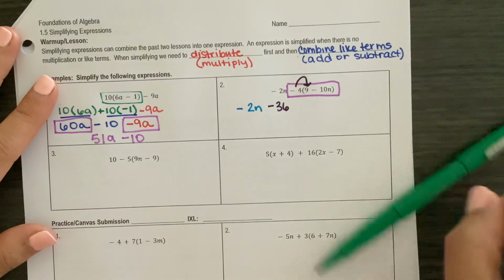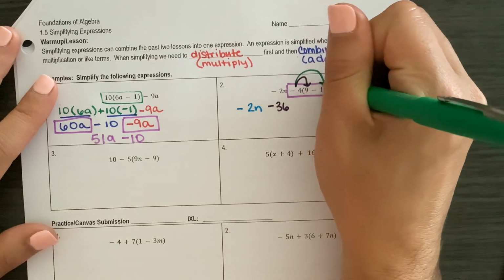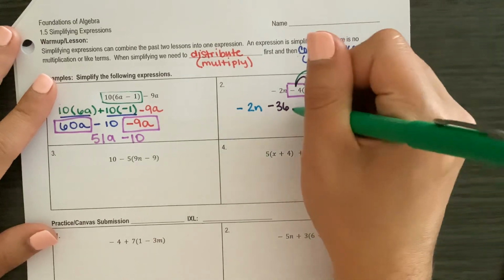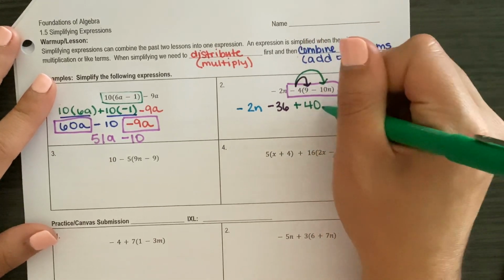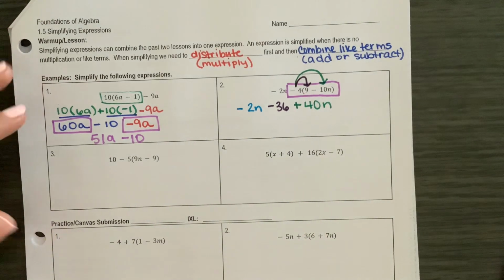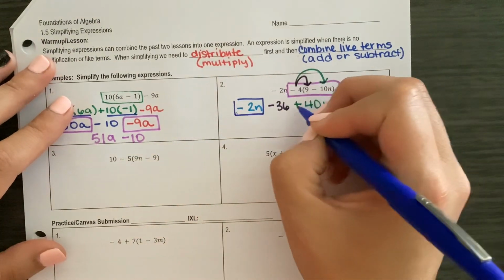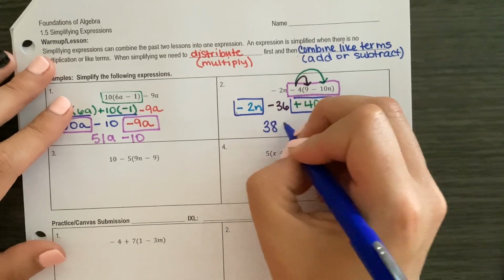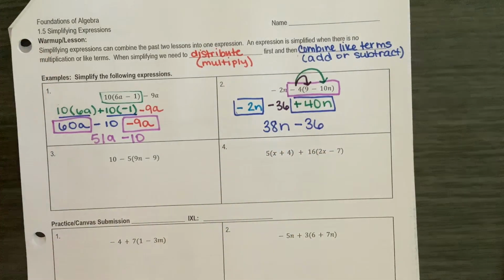I'm going to go back to my friend on the outside, negative 4, and I'm going to rainbow to my other one. Negative times a negative is a positive. 4 times 10 is 40. And then n is still attached. From here, I can combine like terms. Negative 2n plus 40n is 38n. And then I have my lonely negative 36.